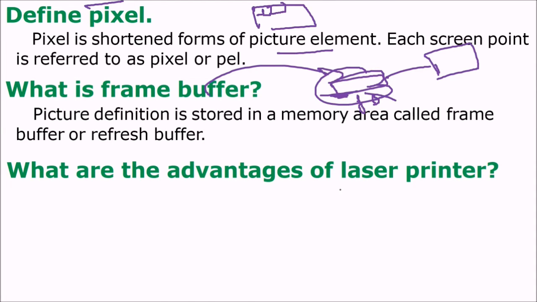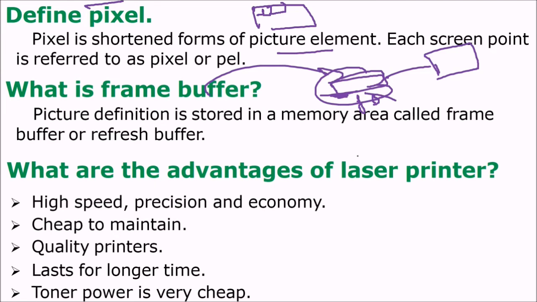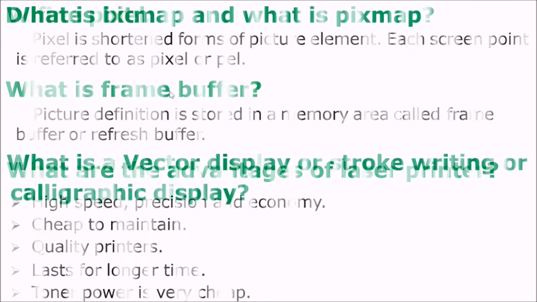What are the advantages of a laser printer? You have dot matrix, inkjet, and various other printers, but laser is the most reliable one. Why? Because it has high speed, precision, and economy. It is cheap to maintain. Quality of print is high. It lasts for a longer time. The toner powder is very cheap.